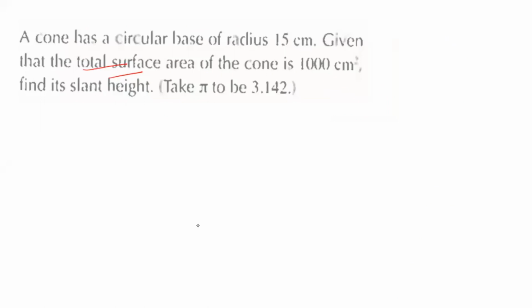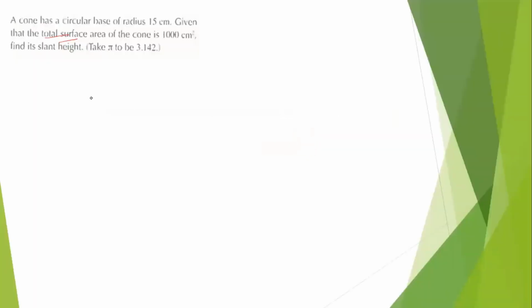A cone has a circular base of radius 15 centimeters. इसके अंदर हमें radius given है, which is a 15 centimeters. Given that the total surface area of the cone is 100 centimeter square, मतलब कि हमारे पास total surface area भी given है, so we don't have to find it out. हमें ढूंढना क्या है? Find its slant height. Okay, perfect. So let's start doing it.